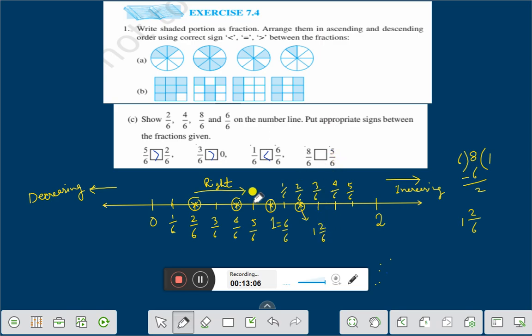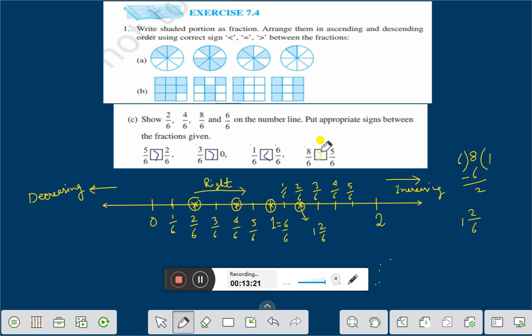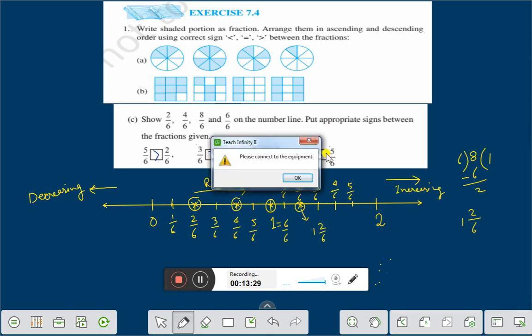5 by 6, where is 5 by 6? This point is 5 by 6. Right? Therefore 1 whole 2 by 6 is on the right side of 5 by 6. Therefore 8 by 6 is greater than 5 by 6. Right? This is the solution of question number 7.4, question number 1.